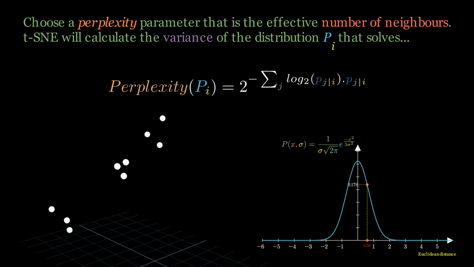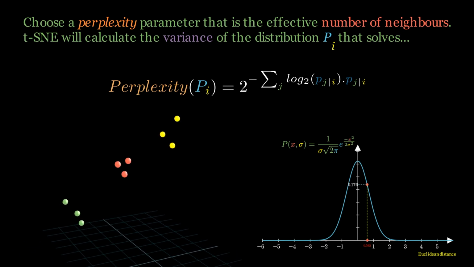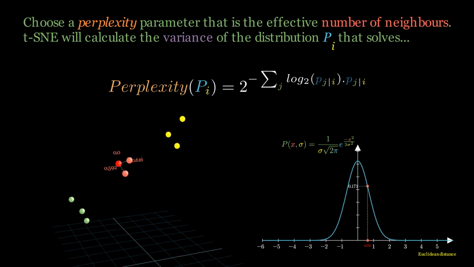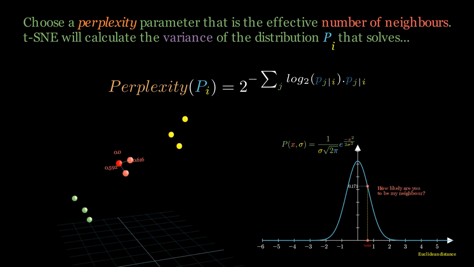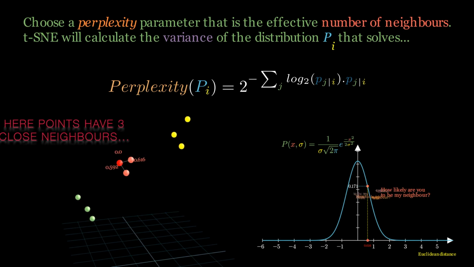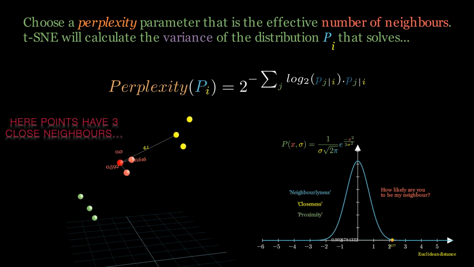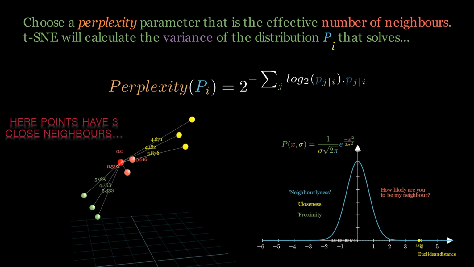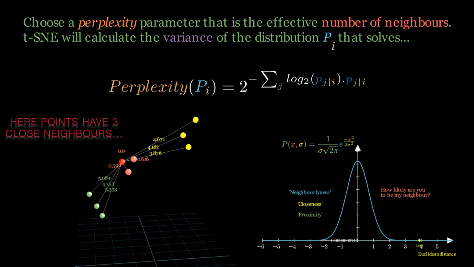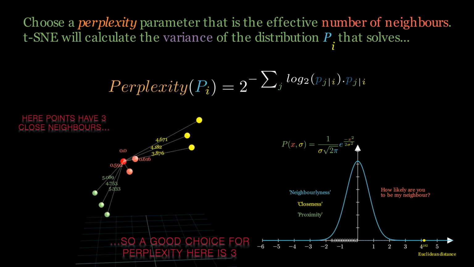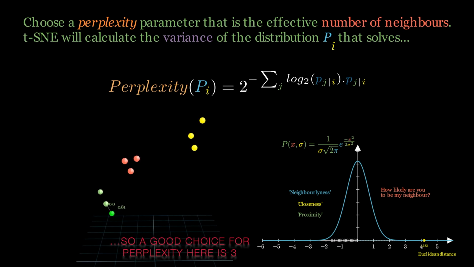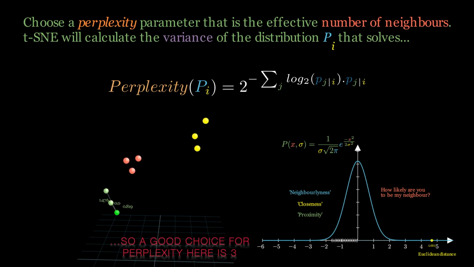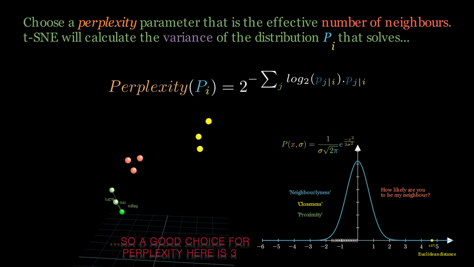In actual fact, you don't need to worry about providing the precise value. By instead supplying the number of close neighbours that you expect each point to have, the t-SNE algorithm will calculate the variance for you by solving the equation on the screen. The number that you supply goes by the name of perplexity. t-SNE is very robust to a broad range of perplexity values.